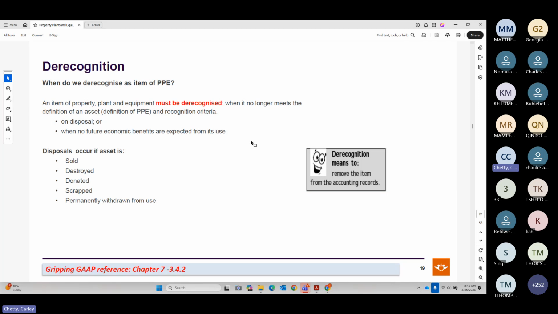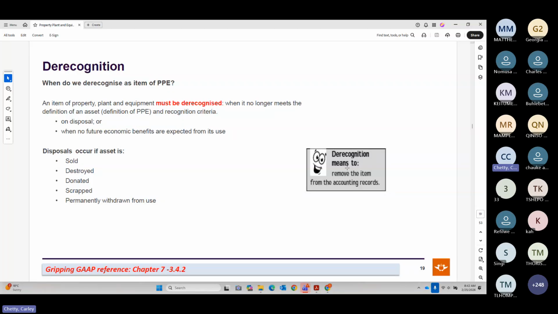So when an item no longer meets the definition of the PPE asset definition and the recognition criteria, it must be derecognized. This will happen on disposal or when no future economic benefits are expected from its use. So perhaps it is fully depreciated, then no future economic benefits are expected, then we will need to derecognize it. A disposal occurs if an asset is sold, destroyed, donated, scrapped, or permanently withdrawn from use.